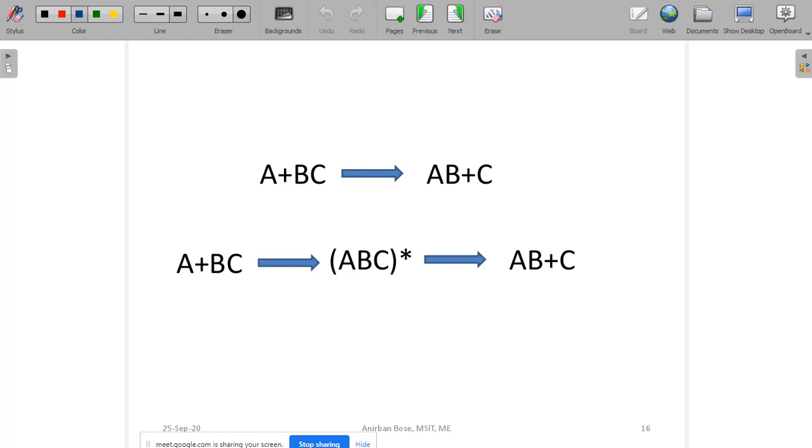Let us consider an example where there are A and BC, these two things present, and we want to convert them by some chemical reaction to AB plus C. Then the bond between B and C has to break, and the bond between A and B has to form. So this is the transformation that has to happen.